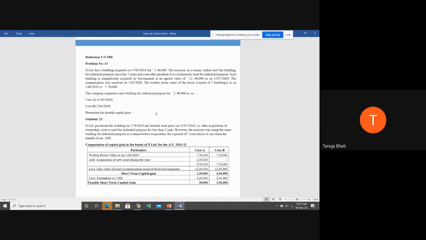No. In case of depreciable assets, see here they have given the written down value of the block of building. Now this is a block consisting of 3 buildings. Okay, and they have given here specifically that the written down value of the block as on 1/4/2019 is 7,50,000. Plus they are purchasing a new building. So the building will come under the category of the same block, right? And this is a depreciable asset since they have given the WDV of that asset. If suppose the written down value was not given, then you would have directly taken the cost of acquisition as 5 lakh rupees.